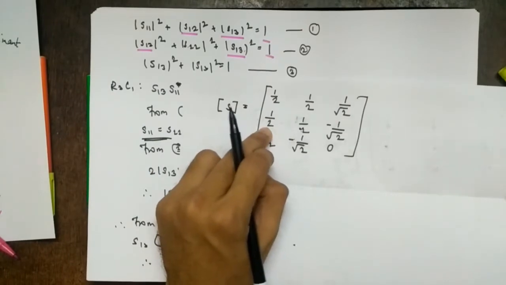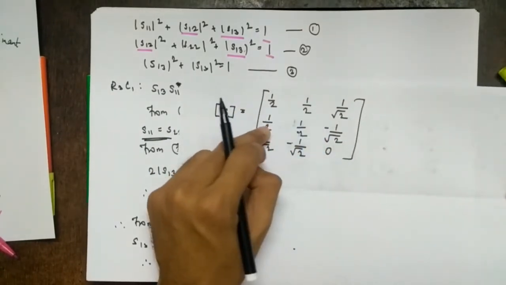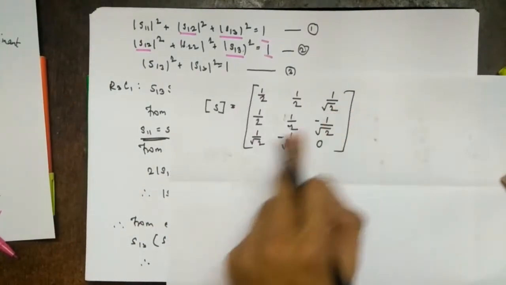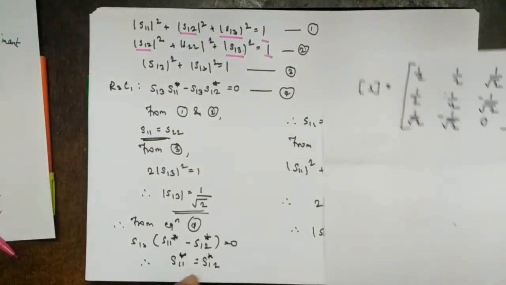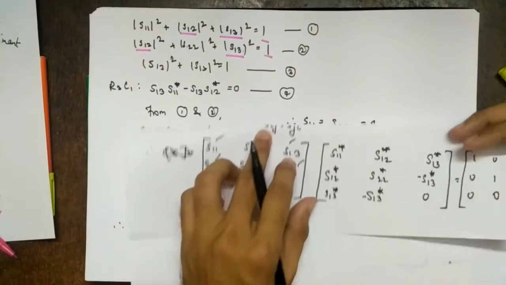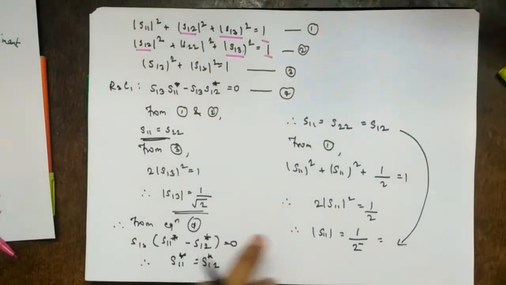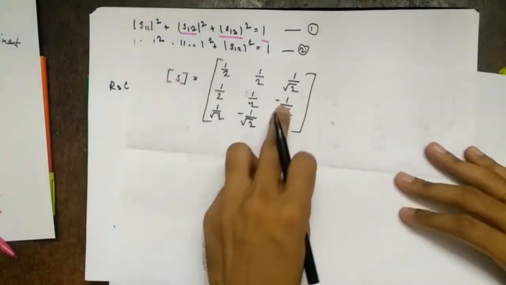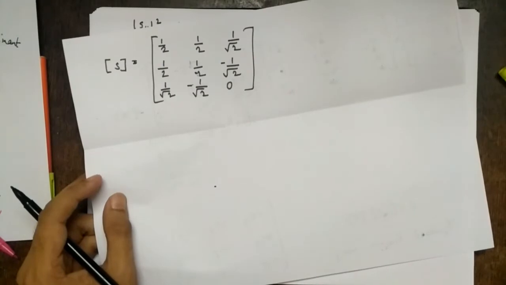And what is this? S12 and S12, these are equal, right? Then this is S13. S13 is 1 by root 2. So 1 by root 2, 1 by root 2. And then we saw that they were negative. These two are negative. So that's why we have minus 1 by root 2 here. Right? So this is the S matrix for E plane T.